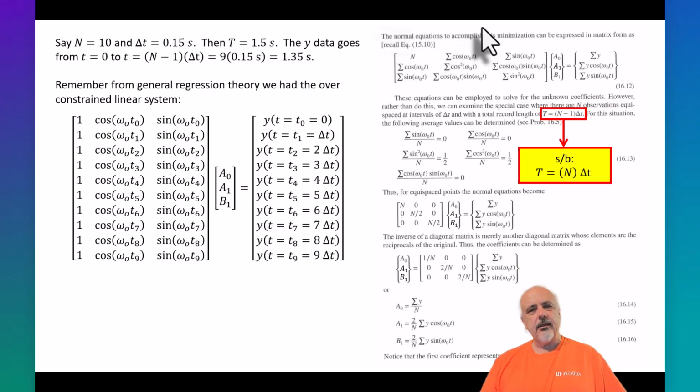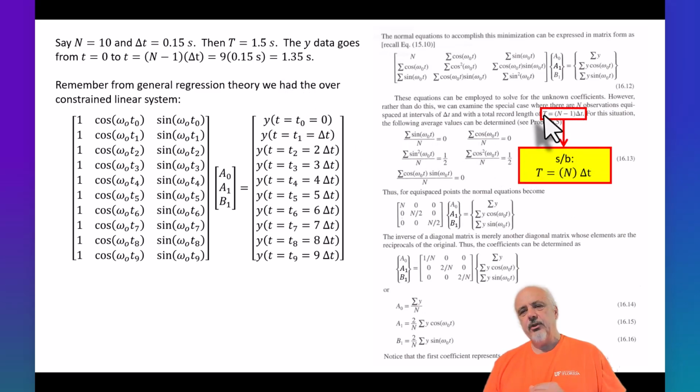One thing I need to point out is that in our example, we're going to have 10 points. The capital T is going to be 1.5 seconds, so that means the delta T is 0.15 seconds. So the y data goes from 0 up to 9 delta T's. In this case, n is 10, so I'm going to take it up to n minus 1 delta T, or 1.35 seconds. So you're going to see that.